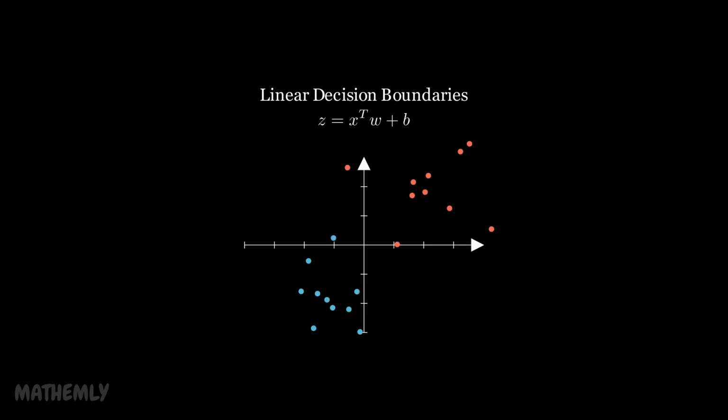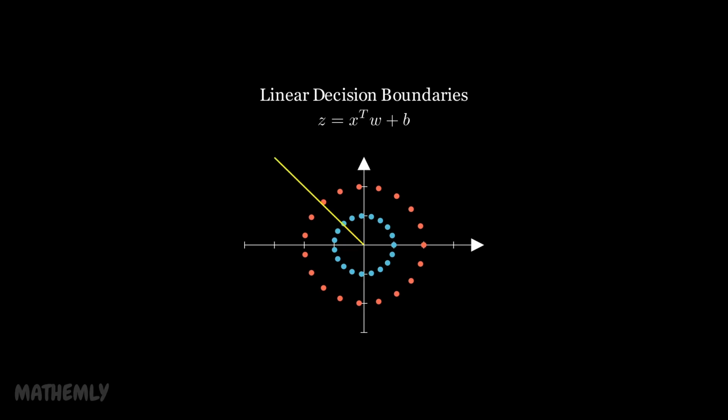A single weighted sum of inputs like z equals x to the power T times w plus b can only create straight lines as decision boundaries. That is fine when your data is linearly separable. But real-world data often curves, clusters, or forms patterns that a straight line can't capture.